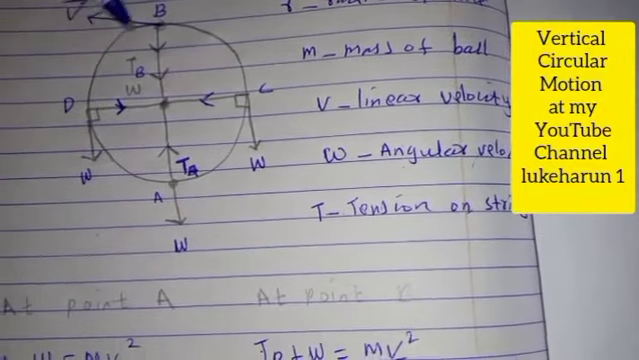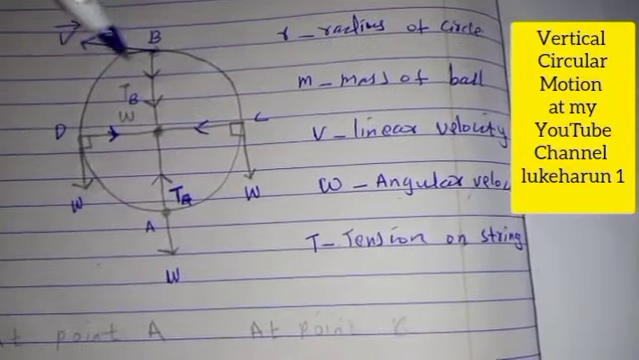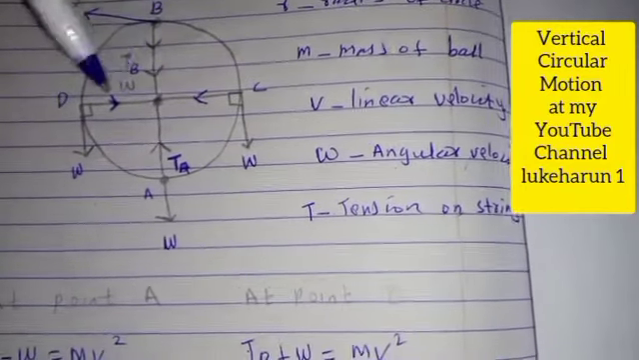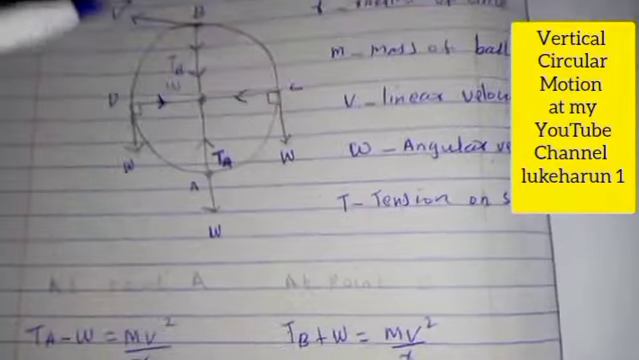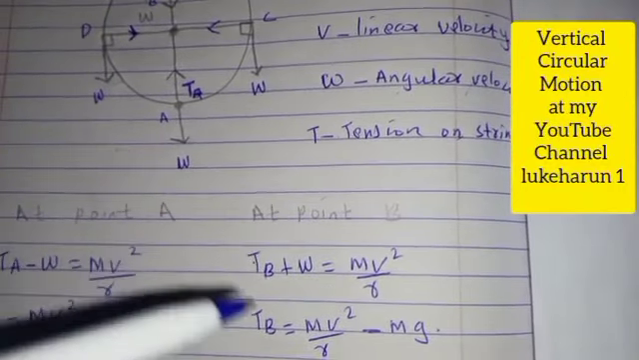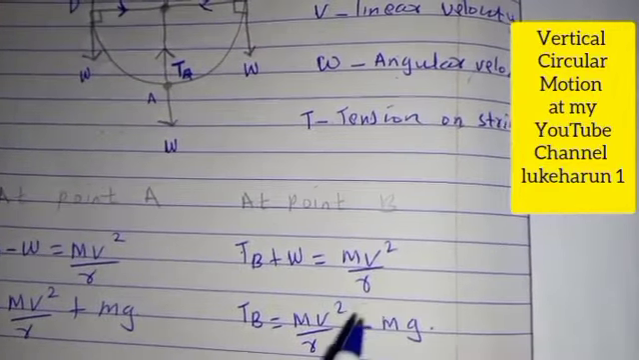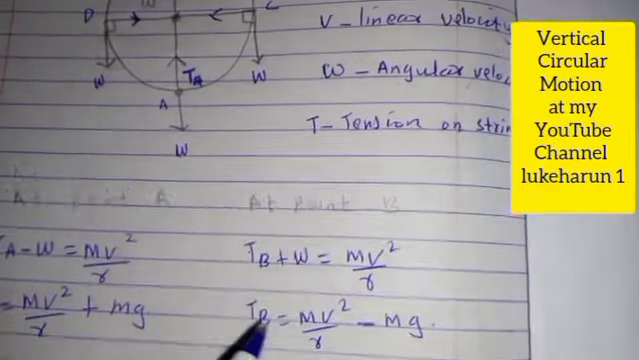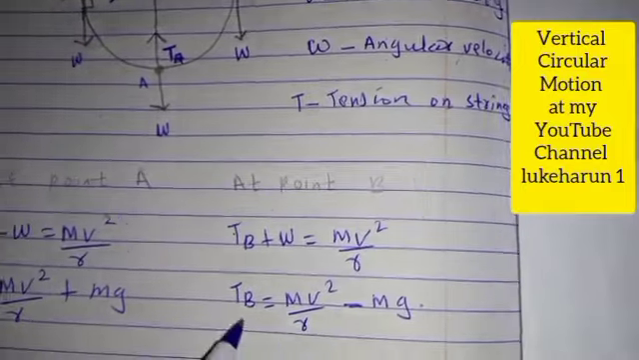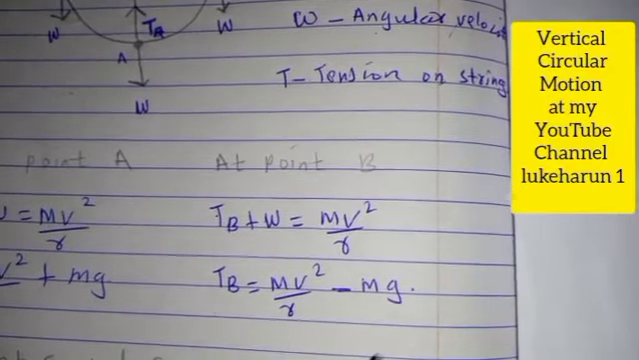both the tension and the weight are acting downwards towards the center. The tension on the string is acting downwards, and the weight is acting downwards. So the sum of the tension and the weight provides our centripetal force. So TB plus weight will give us mv squared over r, which you can rearrange. We can make TB the subject of the formula, and when we do that, we are going to find that TB is equal to mv squared over r minus mg.